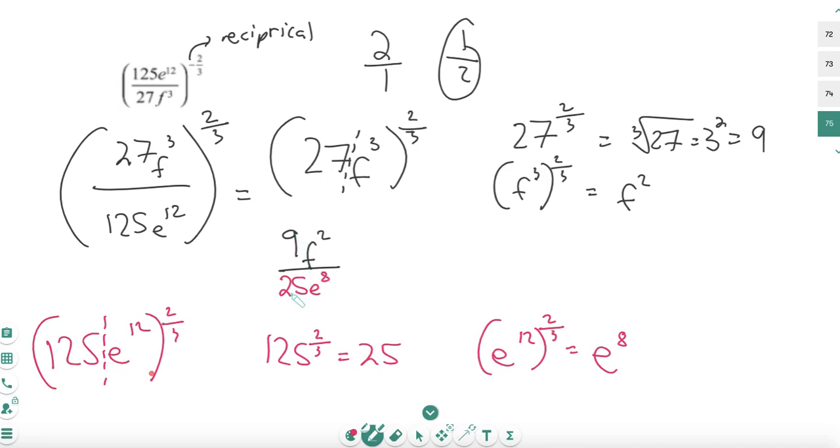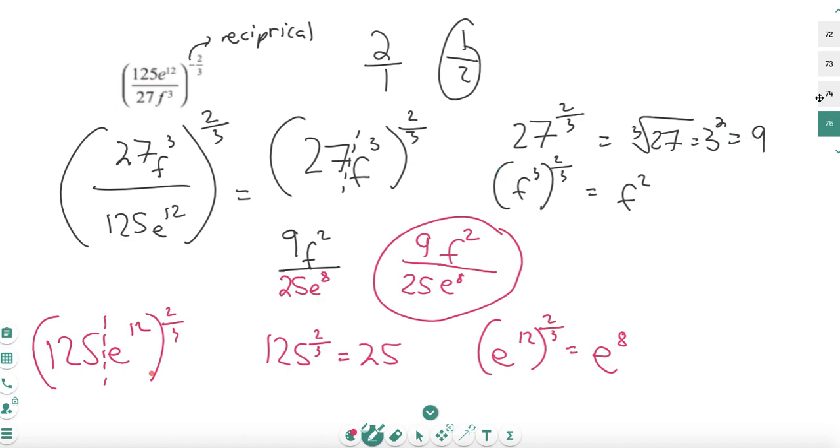Well, 9 divided by 25 is just 9/25, so we can leave it as it is. And then f squared and e to the power of 8, we can't actually divide those because they're different bases. So our answer just stays as it is, and that's how we simplify it fully. This is definitely a harder question, like an A or an A-star level question. And so that's about it for simplifying indices with coefficients. Hope you found that okay.